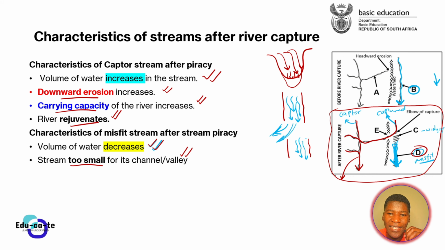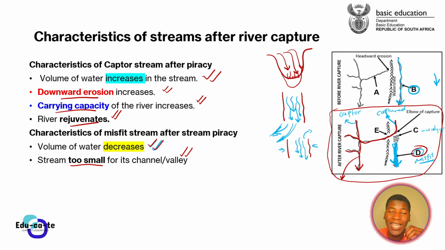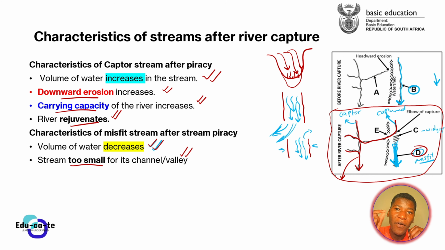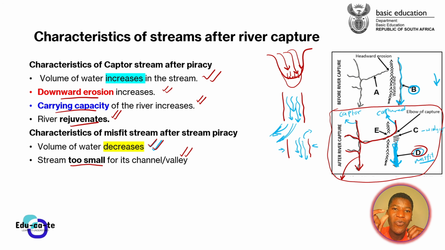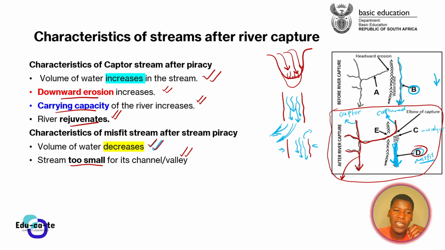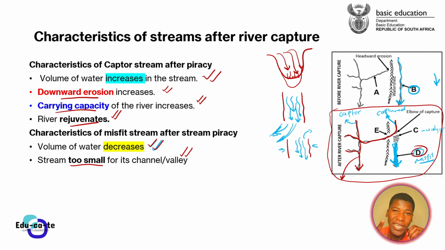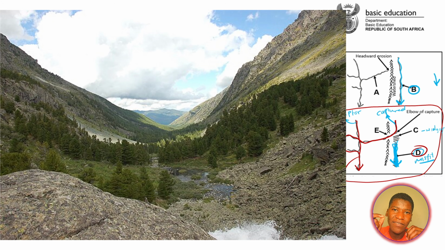So do you realize that the misfit stream, which is just the remaining part that has lost its water, will be too small for its channel? You can see that the channel is wide, the sides of the river are open. It's a bigger valley, but the water in the river is less. So it has lost its water. The misfit stream will be very small for its valley. I'll just drop down an image and you'll see perfectly how the misfit stream will look.